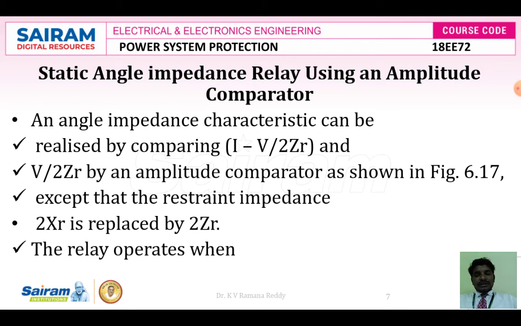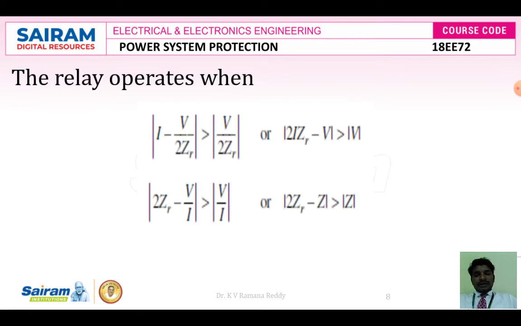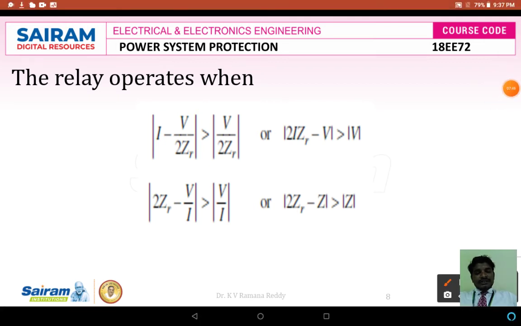The condition to satisfy for relay operation is whenever mod of I minus V by 2ZR is greater than V by 2ZR during the fault condition, whenever the actuating quantity, the current quantity, is greater than the voltage quantity, during that interval the relay will function. Otherwise, if we take the LCM in the above equation, the simplified equation becomes 2I ZR minus V is greater than V. During this condition the relay will function.